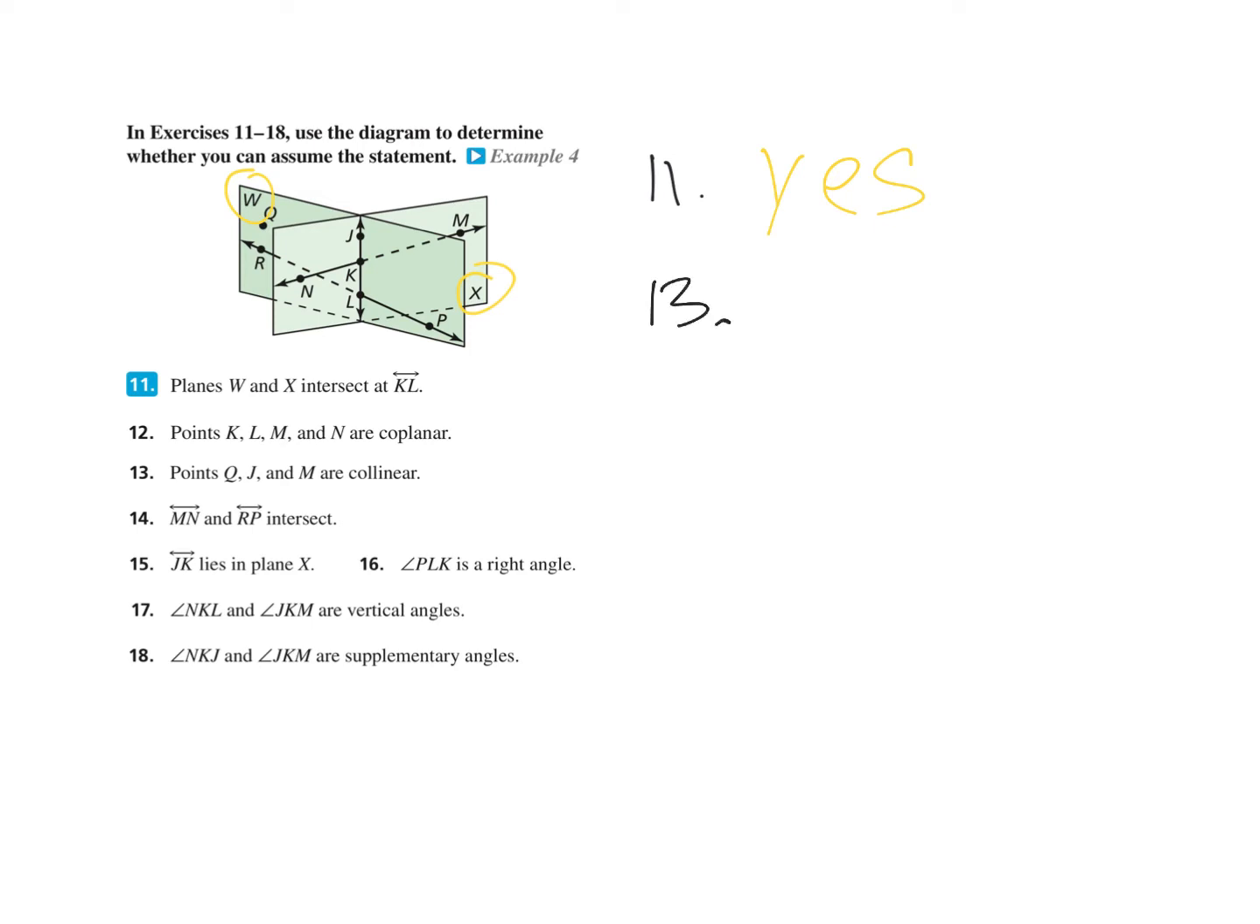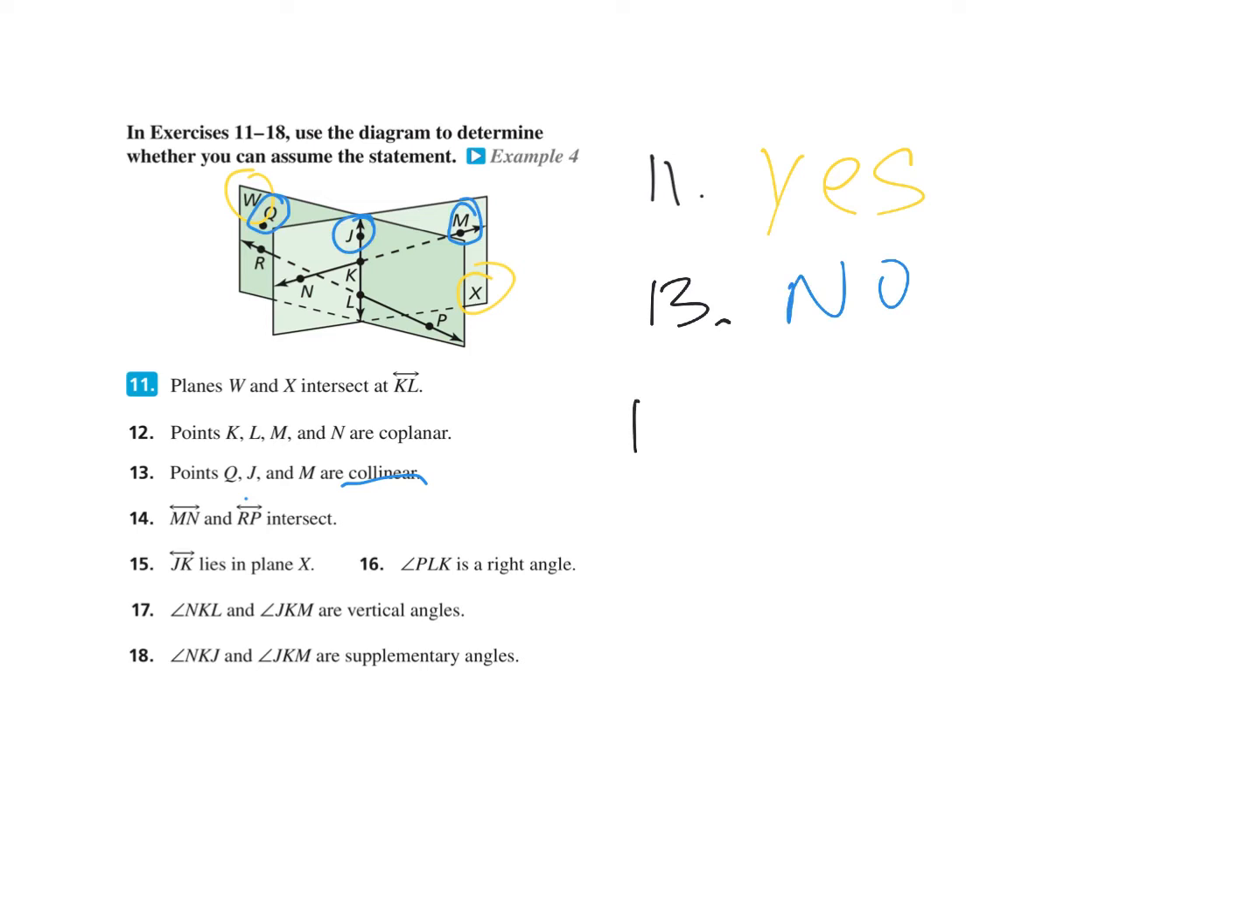Points Q, J, and M. So let's find Q, J, and M. Let's see here. Now make sure you know which planes they are on. Points Q, J, and M are collinear. Well, Q and J can be in the plane W, and M and J are in plane X. But all three of them are not even close to being on the same line. They actually look like they could be collinear, but no. No is the answer to that one.